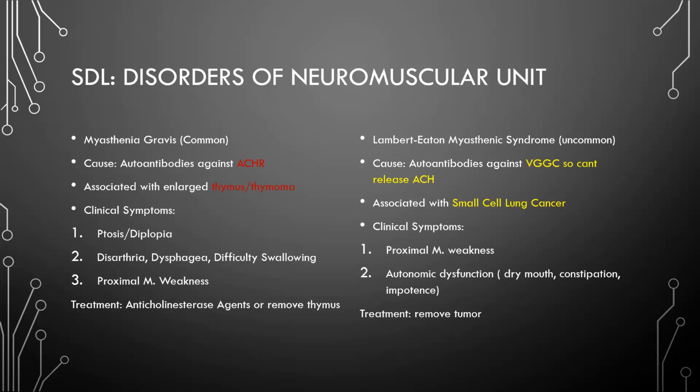So a good treatment for MG is anticholinesterase agents. That way it allows the acetylcholine to stay in the synaptic cleft longer. So even though you have antibodies against the acetylcholine receptor, you can let the acetylcholine stay there longer, and that should provide treatment. And for Lambert-Eaton, just removing the tumor should resolve those symptoms. So a big thing is knowing the antibodies that are against each receptor, and also what it's associated with, like a thymoma or small cell lung cancer.